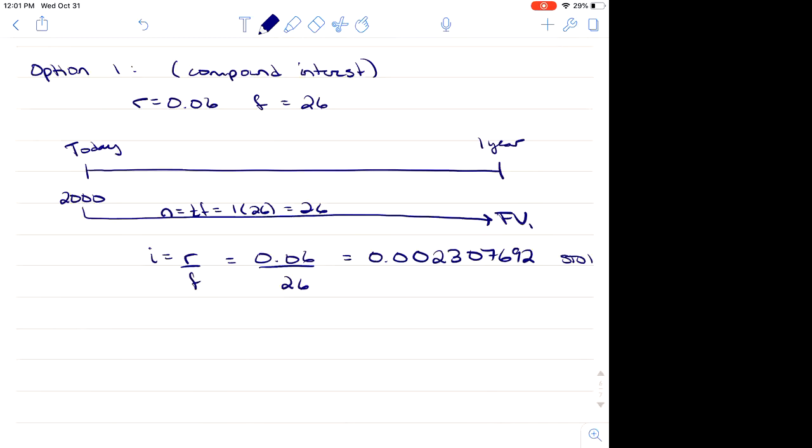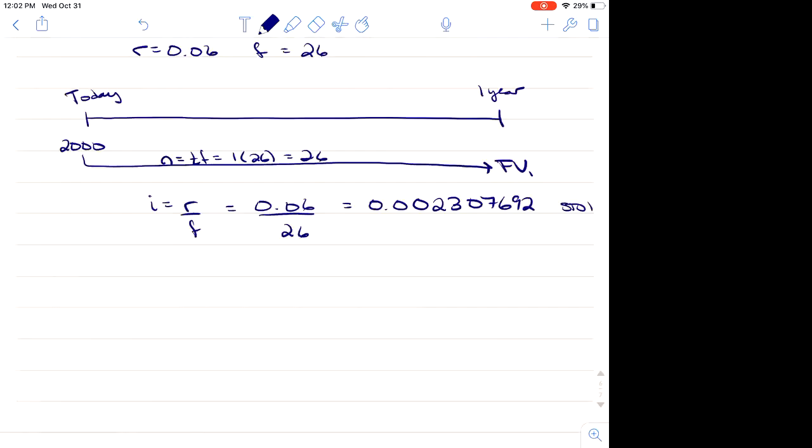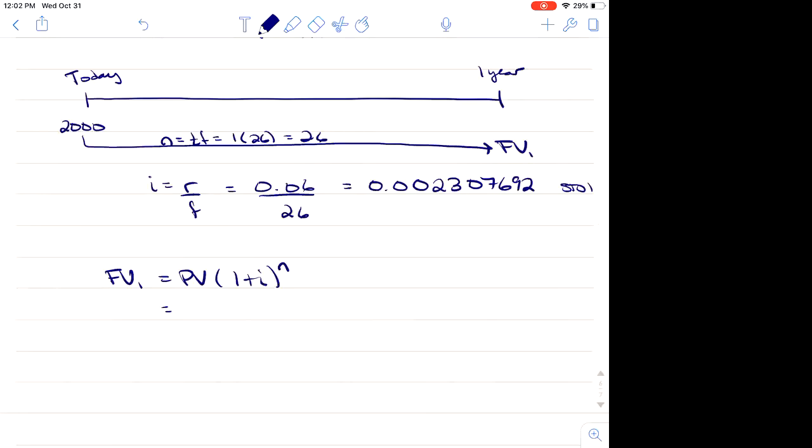Should we just find the future value of option 1 before we do the timeline for option 2? Why not? Future value 1 is the present value times 1 plus I to the power of N. Usually we would have done the timelines and then the calculations, but it doesn't really matter. 2,000 times 1 plus I, which is this 0.00230769, to the power of N, which is 26. So plus 1 to the power of 26.